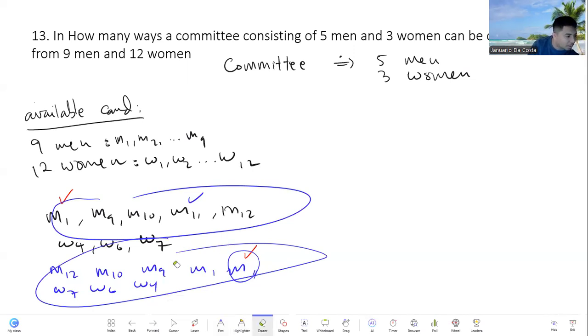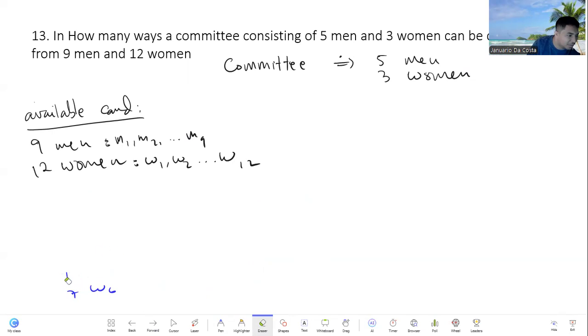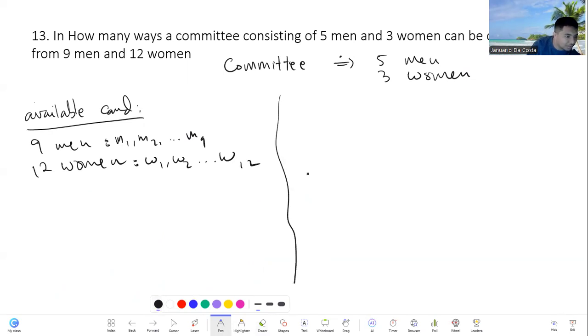So that is a combinatorics problem, yeah. So how do you find that? Anybody has any idea how to calculate this? Suggestions? The first thing you need to do is calculate first the selecting of men. Let's select first men.